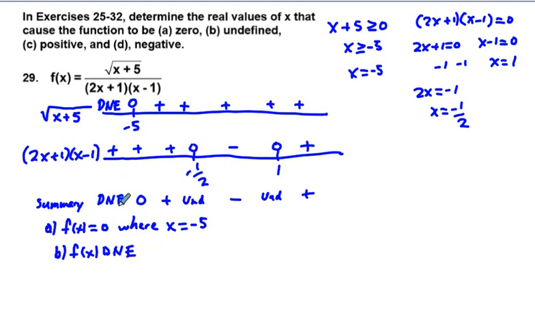and the does not exist will be on negative infinity up to x equals negative 5, and also at x equals negative 1/2. So I'm going to put a bracket here, negative 1/2. And then lastly, this value of x equals 1.